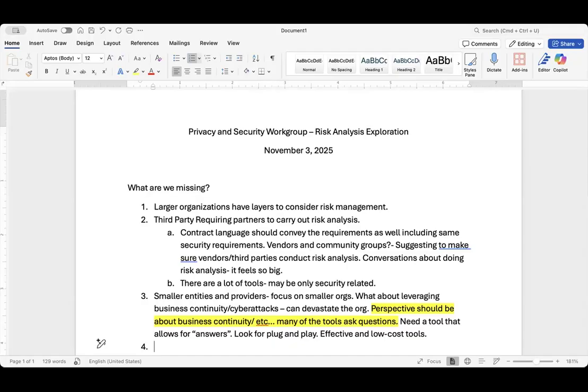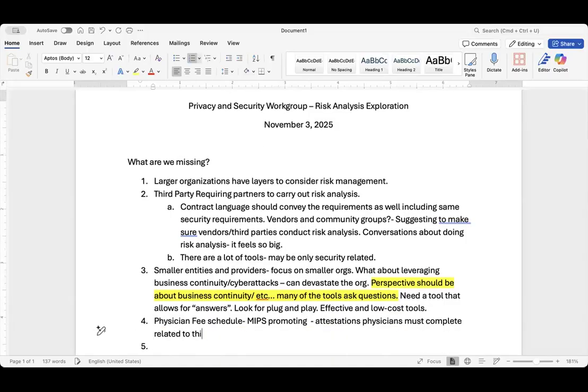I'll say that for those folks that follow the physician fee schedule, it was just finalized on Friday evening. There was a part of that in there that added security risk management to the security risk analysis measure under the MIPS promoting interoperability category. So now there's two attestations that physicians have to do related to this.